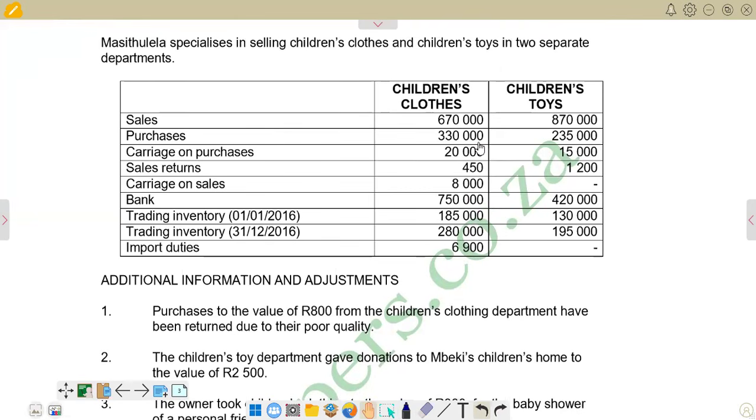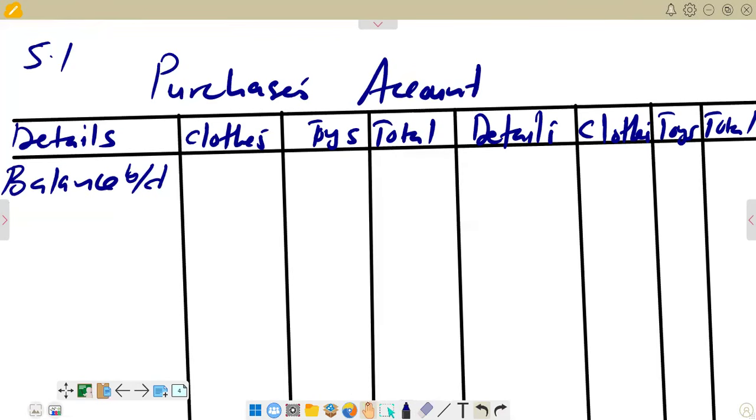We've got purchases at 330,000, and we've got 235,000 for toys. So we are just going to enter those in the columns given on the answer section. If you come here, you see that we have our opening balance for clothes being 330,000, and then for toys, we have 235,000. We also have a column for total. So it means we are supposed to say 330,000 plus 235,000. You get 565,000. So we have 565,000 here.